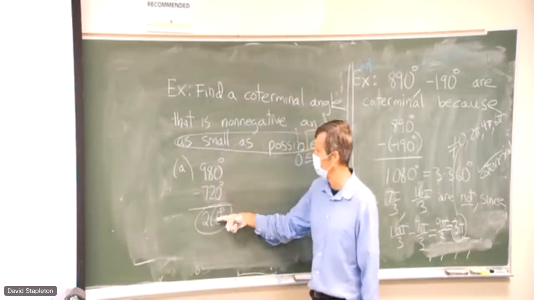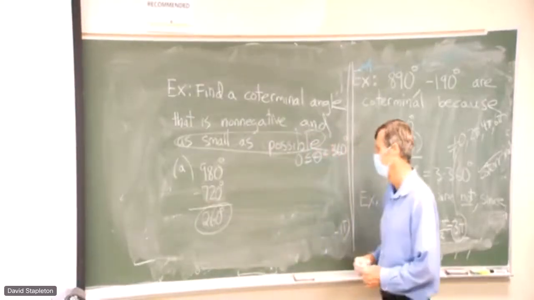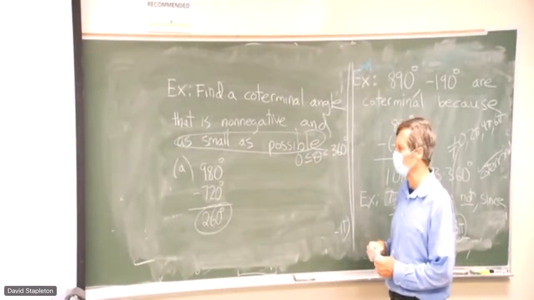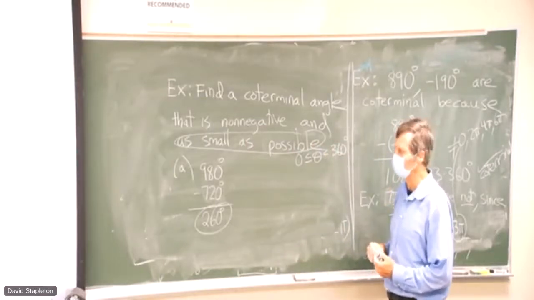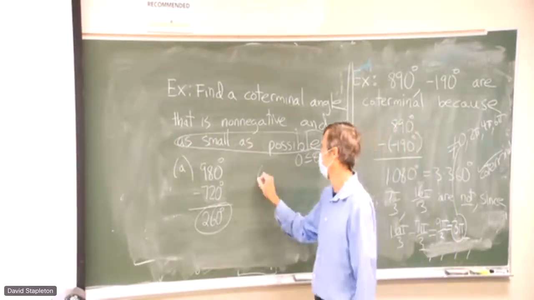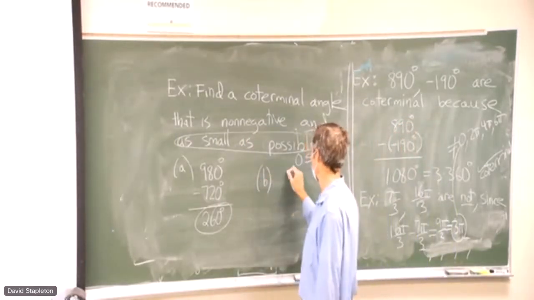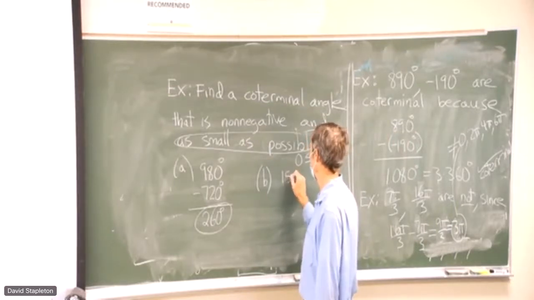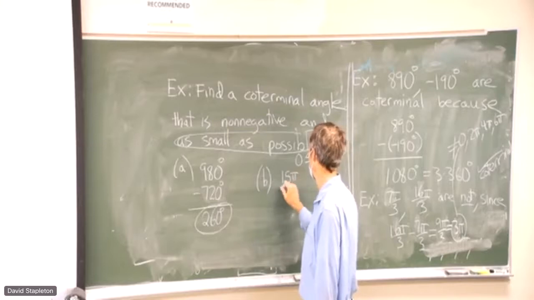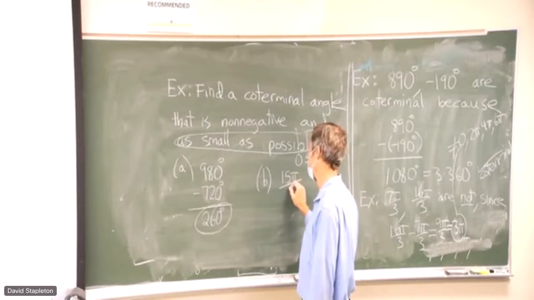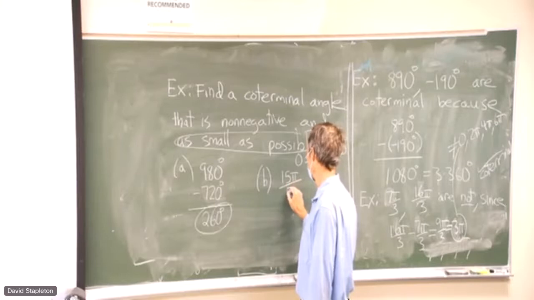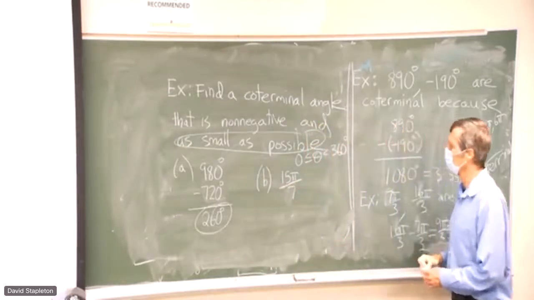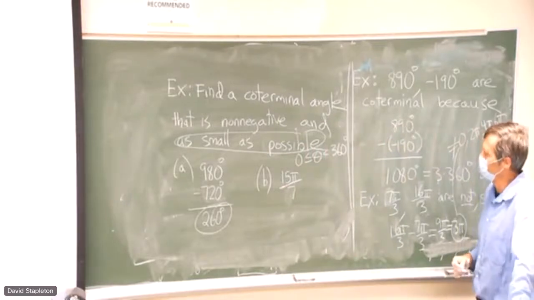So I subtract whole multiples of pi to get a coterminal angle. And then when it's between 0 and 360, that's the smallest I can make it and keep it positive. So there's that one. And then similarly, we can do this with radians. For instance, suppose I say 15 pi over 7. What is the smallest positive angle that's coterminal with that?